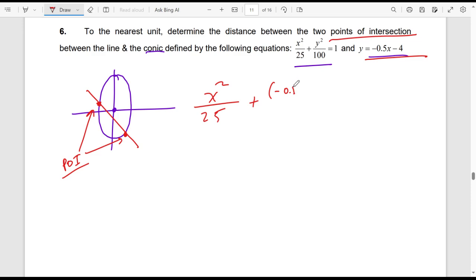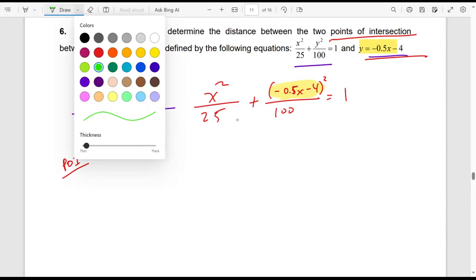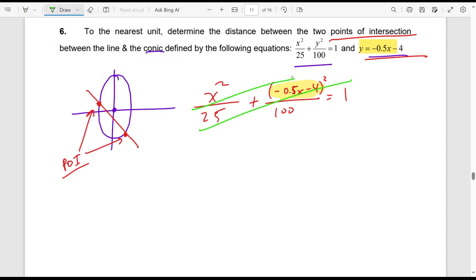Negative 0.5x minus 4, squared, all over 100 is equal to 1. That's terrifying. Okay? It's what I want you to do because we're saying that they run into each other. So what am I doing? I'm going to substitute in this y value, that equation right there, into the actual equation. So if y was equal to that, then I have this guy here. I advise against doing it this way because it's just prone to mistakes.